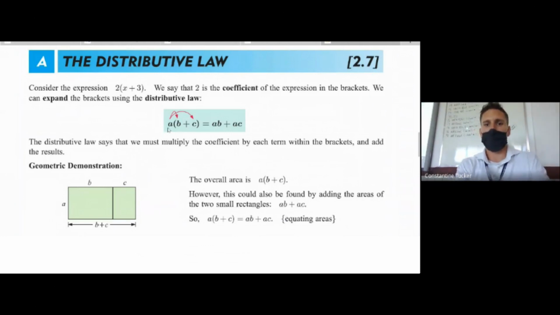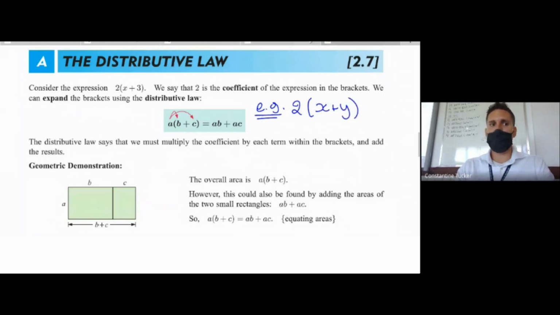So let me give you an example here, because I know that when we don't have numbers, students get scared. So let's say we've got 2 brackets x plus y. Well, this 2 here and the brackets next to it, it means we've got a tiny invisible times between. Excellent. So indeed it's 2x plus 2y.